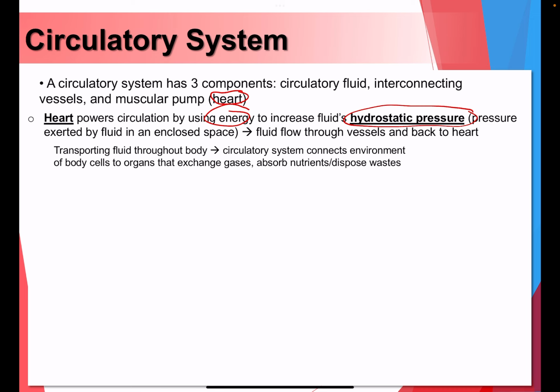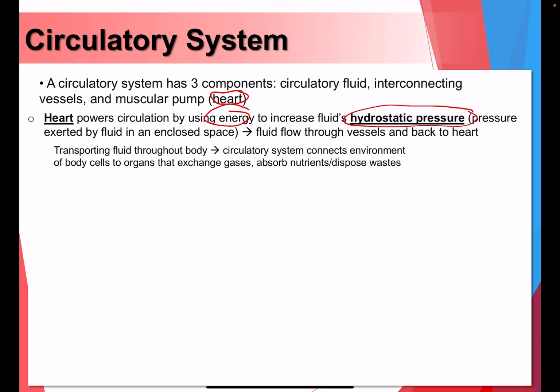So it's just how much force or how hard the liquid is pushing against the wall of that enclosed space, in this case within the heart and also within the tubes of blood vessels. The more powerful it is, the more hydrostatic pressure, and the faster that fluid will go. This is what allows fluid flow through all the blood vessels in the body and then goes back to the heart, hopefully, because if it can't go back to the heart, everything stops as well. So it's got to be that one-way circuit when we're talking about the circulatory system.